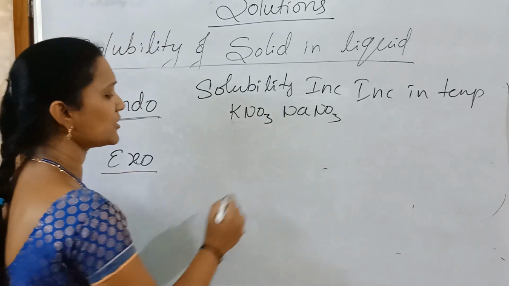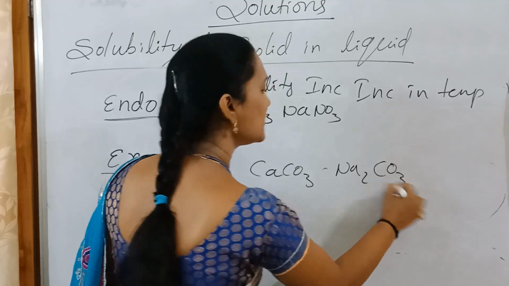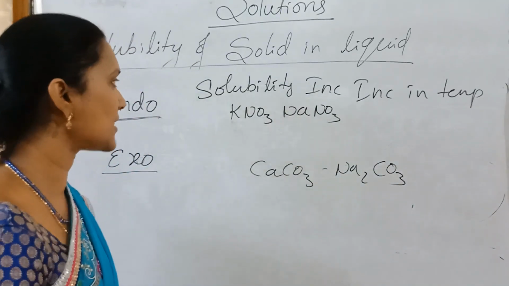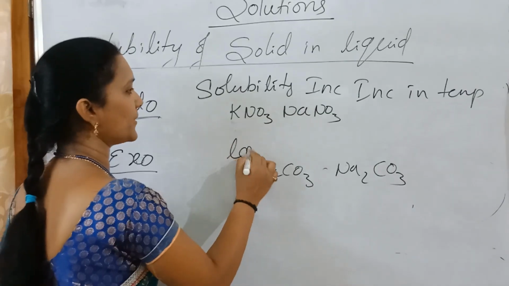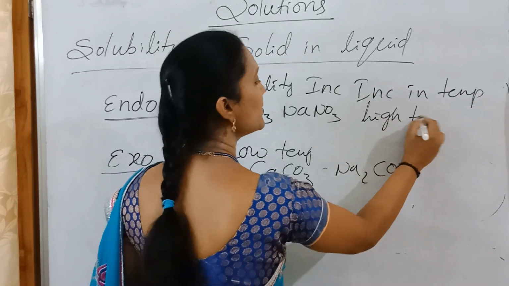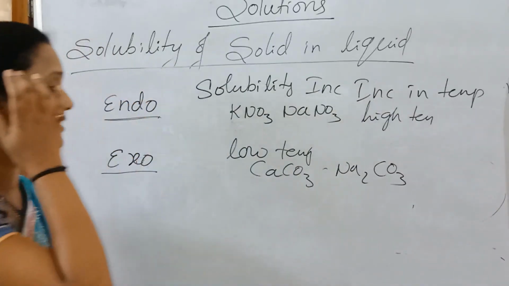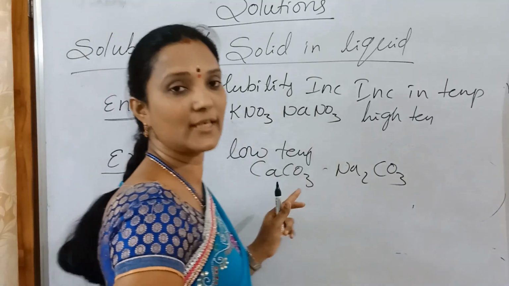If it is exothermic, for example CaCO3, Na2CO3, Li2CO3, the solubilities of these salts are exothermic. Now what do we have to maintain? Low temperature. In exothermic dissolution, as the temperature increases, solubility decreases. So we should maintain low temperature.